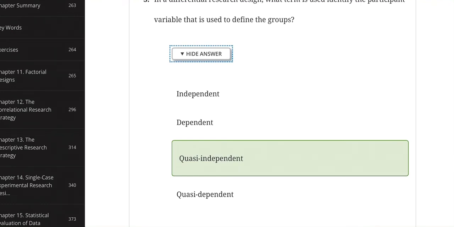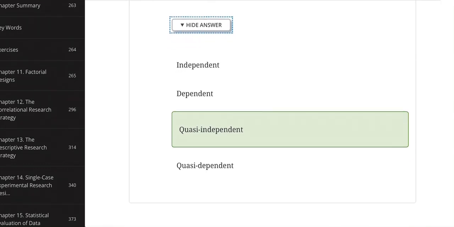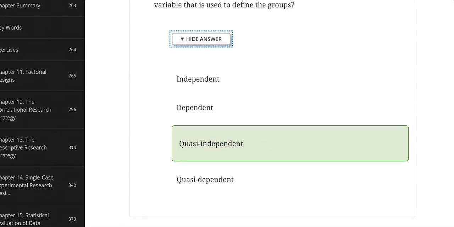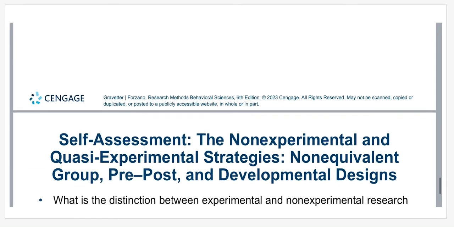The reason it's not dependent is because you're talking about the participant variable for one, and also because it's being used to define the groups, right? Whatever is used to define the groups, that's your independent variable. The scores that you're measuring, that's your dependent variable. And then quasi-dependent isn't even a thing. Obviously, we said you call it your dependent variable regardless. Whatever you're measuring is always your dependent variable. So that is it for chapter 10.